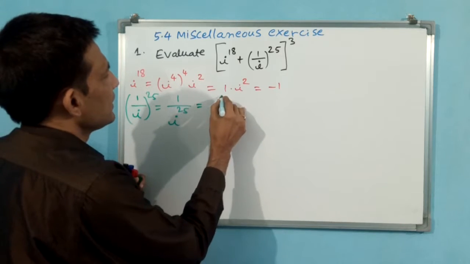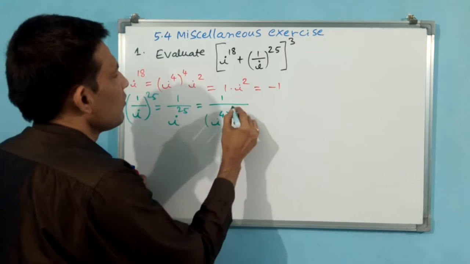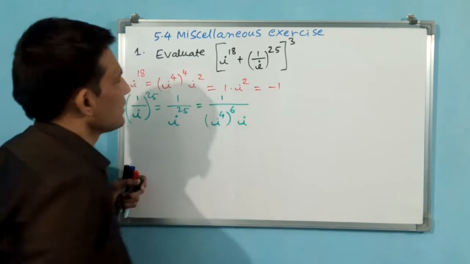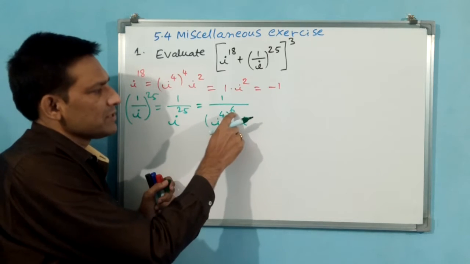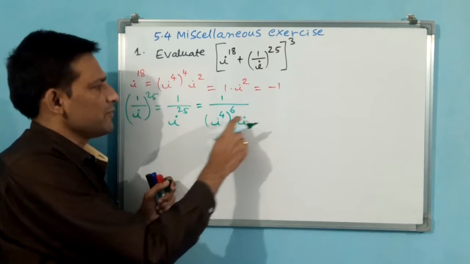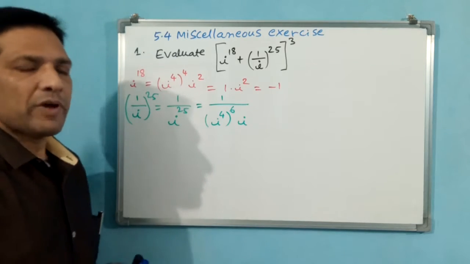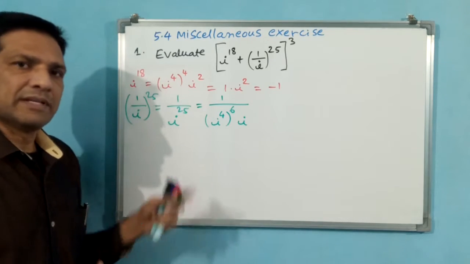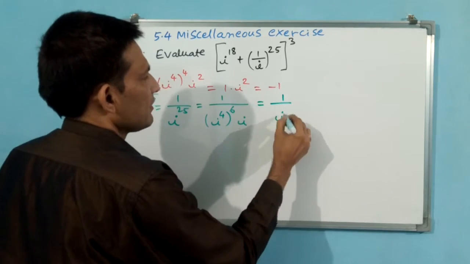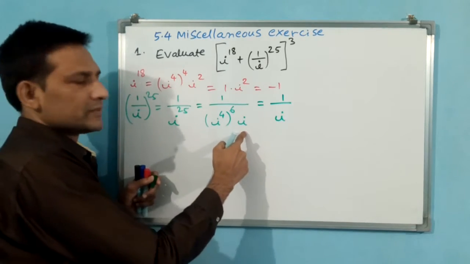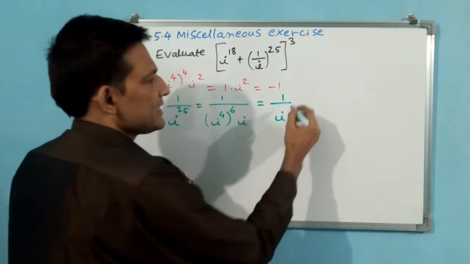You see, 1 by I power 4 whole power 6 into I. Is it okay? I power 4 whole power 6 means 6 into 4 is 24 plus 1 is 25. 25 has come. I power 4 value we know is 1. 1 power 6 is 1. That means 1 by 1 into I, so 1 by I. 1 by I value we don't know. Okay, we have to rationalize it.